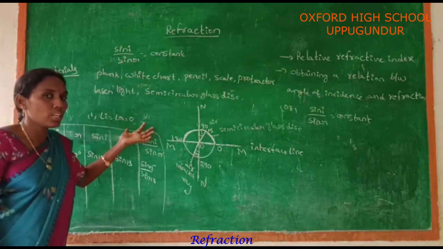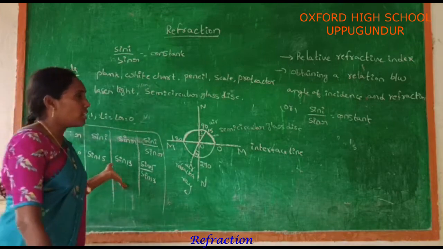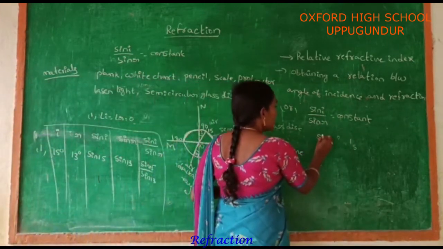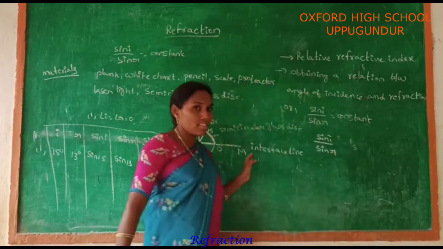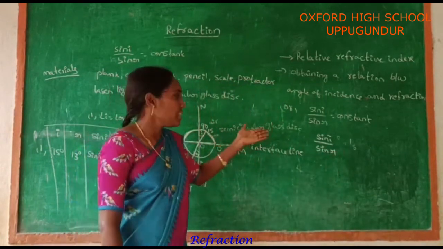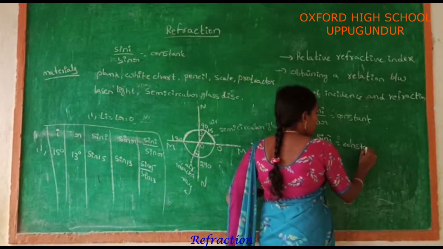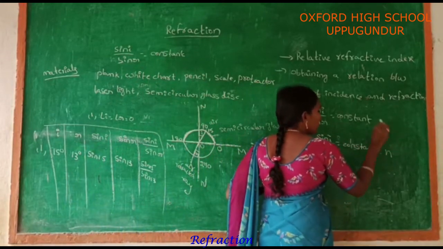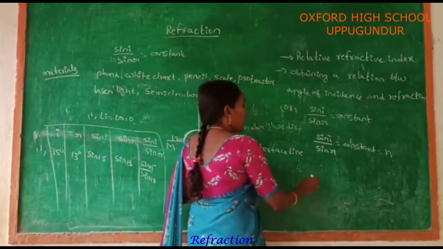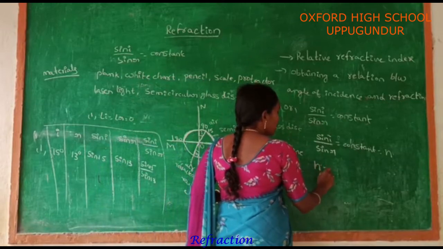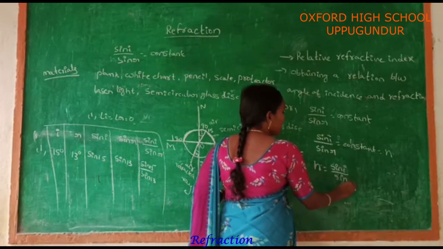These values are tabulated in tabular form. In all these cases, the ratio of sin i by sin r is constant. This constant is the refractive index n. Finally, the refractive index n is equal to sin i by sin r.